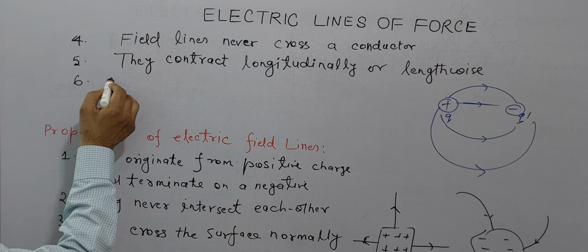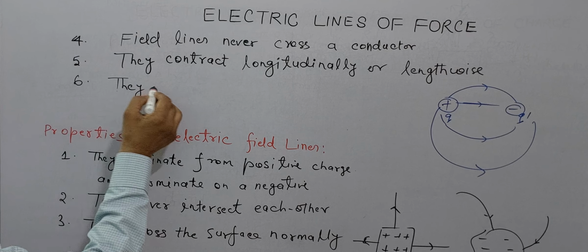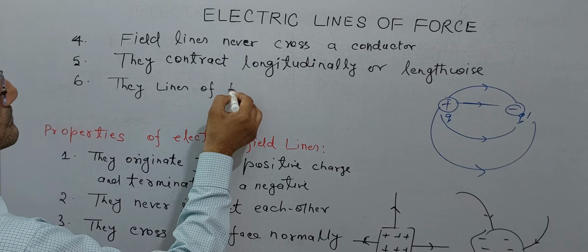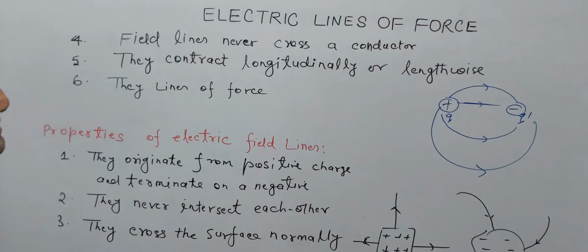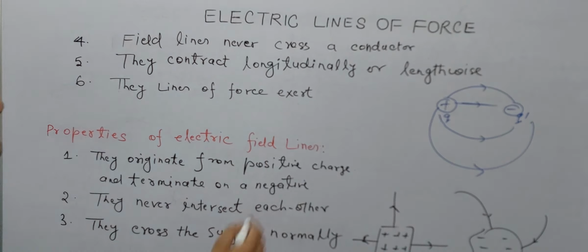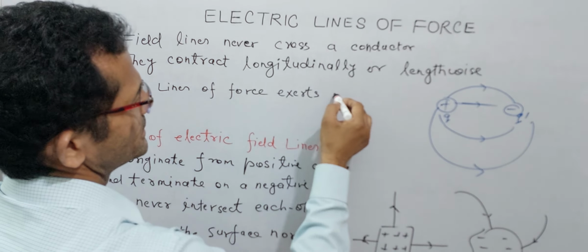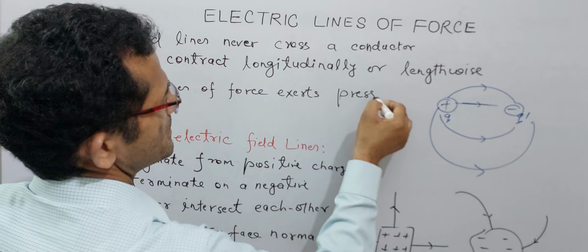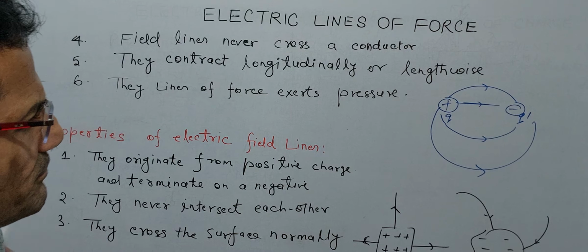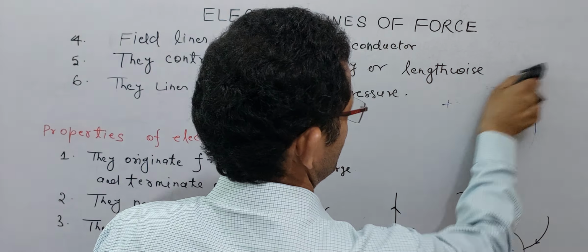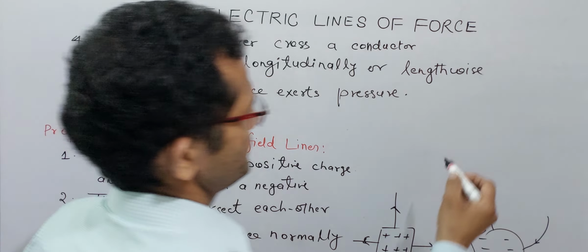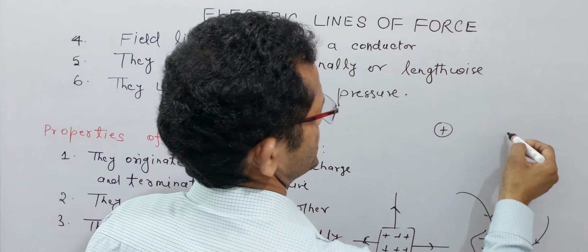Now sixth point: the lines of force exert pressure. Lines of force exert pressure on each other. So it means that between two like charges, they can exert pressure. Suppose this is a positive charge, this is also a positive charge.